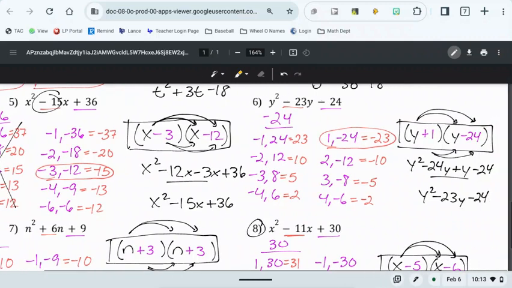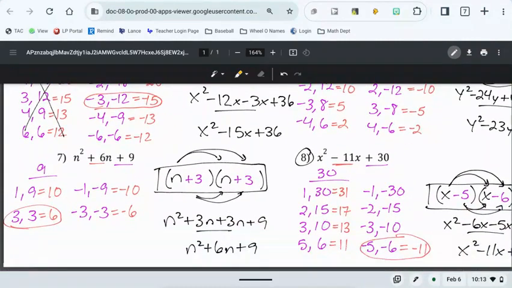Slide on over to number 6, and we have y plus 1 times y minus 24. We're looking for factors of negative 24, and again, a negative times a positive is different than a positive times a negative. Those are two different sets of factors, so you do need to list them all out.